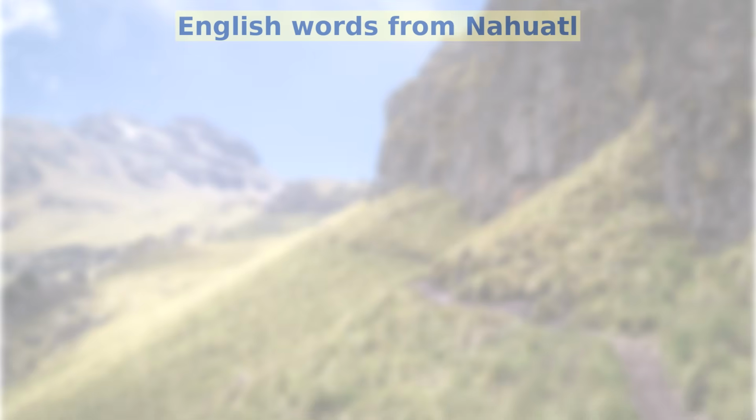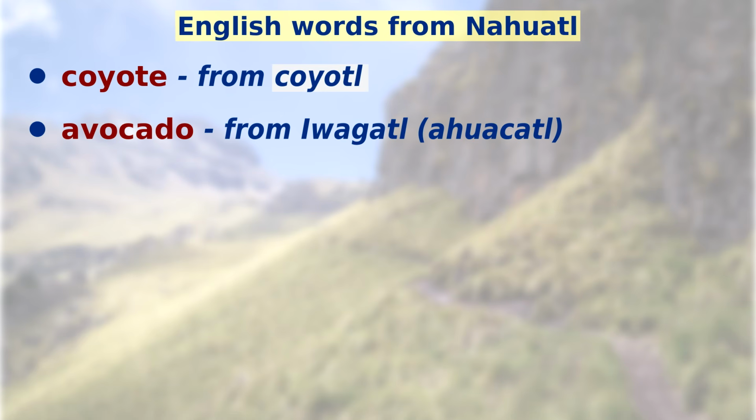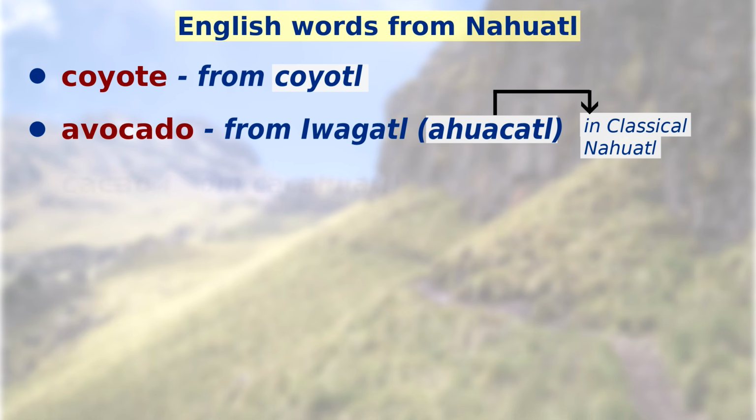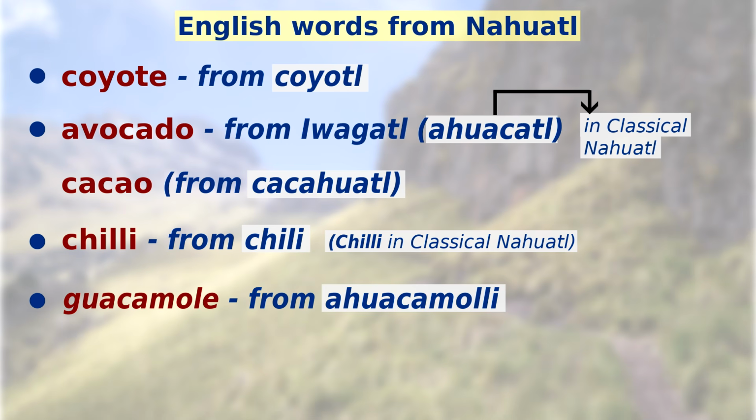You may not be aware of it, but there are actually a number of words of Nahuatl origin that we commonly use in English. Some of them are coyote, from coyotl; avocado, from ahuacatl; cacao, from cacahuatl; chili, from chilli; guacamole, from ahuacamolli; tomato, from tomatl.